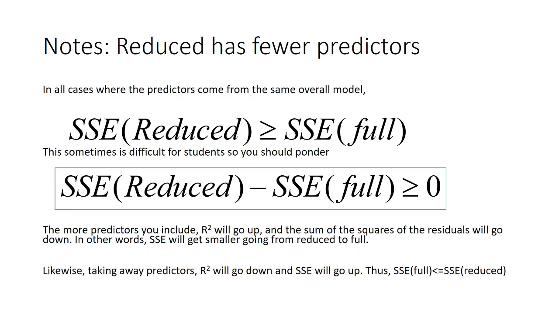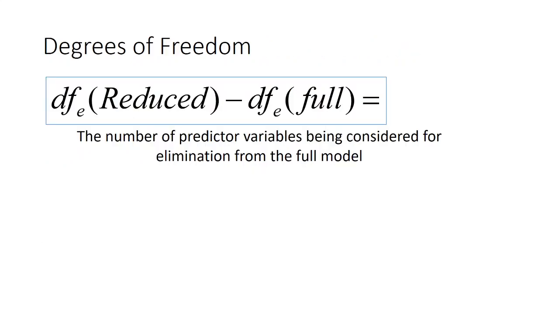The idea is that the more predictors you include, R squared goes up. As the R squared goes up, the sum of squares residuals go down. In other words, the sum of squared errors will get smaller going from reduced to full. Let's go the other way. Likewise, if you take away predictors, R squared will go down, and then the sum of squared errors will go up. So if you start with full and take away predictors, then the reduced should have a higher sum of squared error, in other words, the sum of the squares residuals. So just keep that in mind.